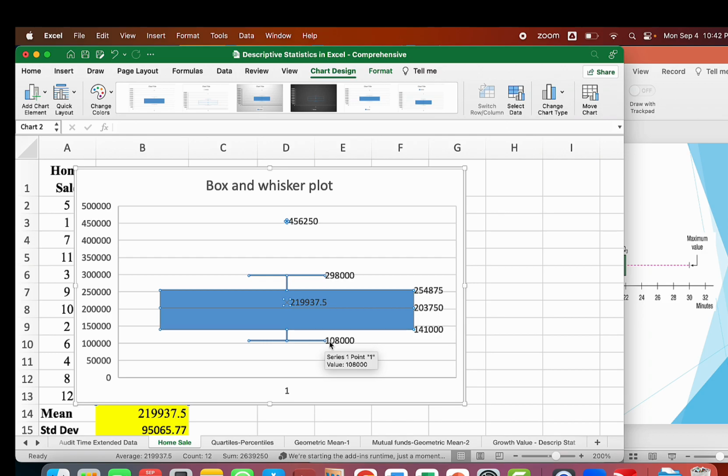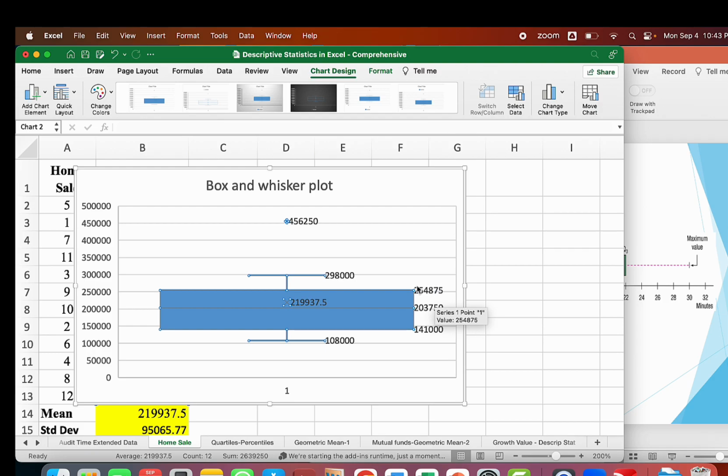Now this is the minimum value, and this line is called Q1. So 141,000 will be Q1, which means 25% of values in this data set fall below this point. And then we have Q2, that's the median, which means 203,750 represents the median point.